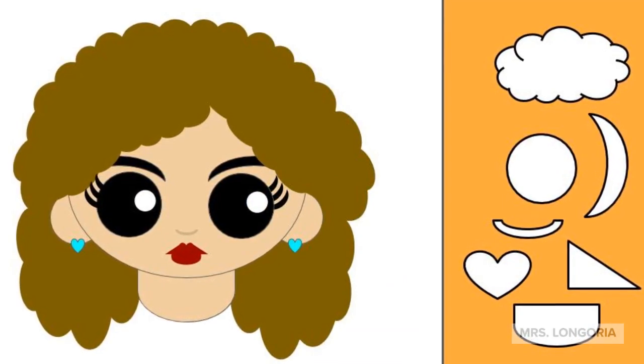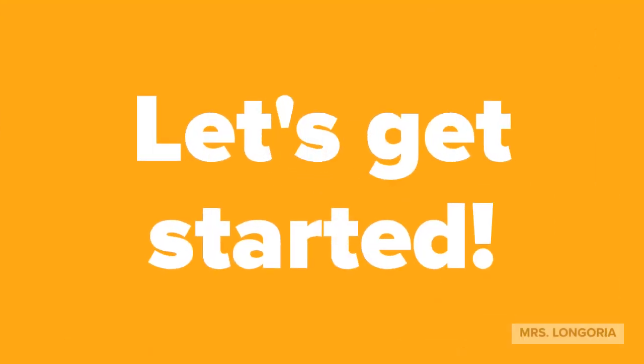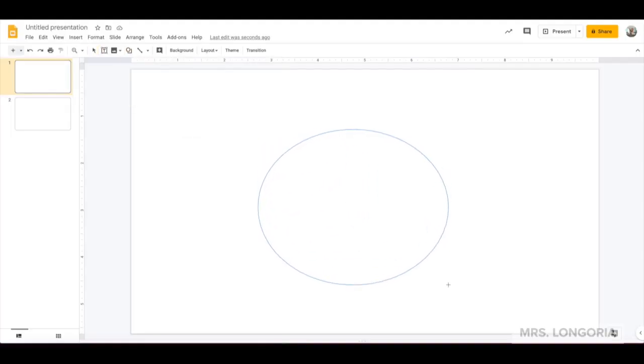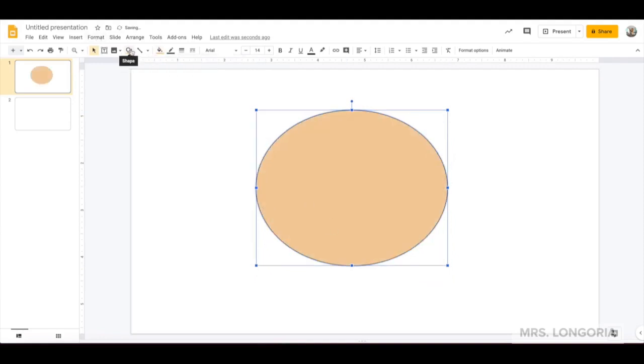Today I'm going to show you how to create a portrait using basic shapes in Google Slides. The first step in creating my portrait is to create the head. I've used the Shapes tool to create the oval for the head, and I've recolored it with the bucket.